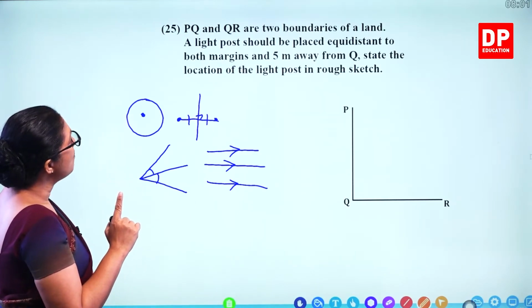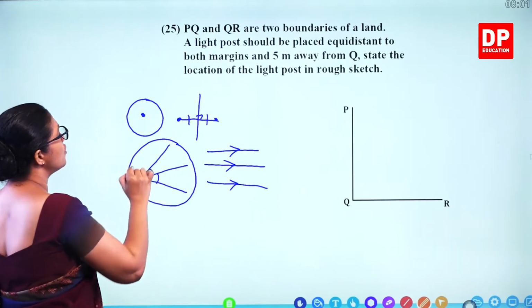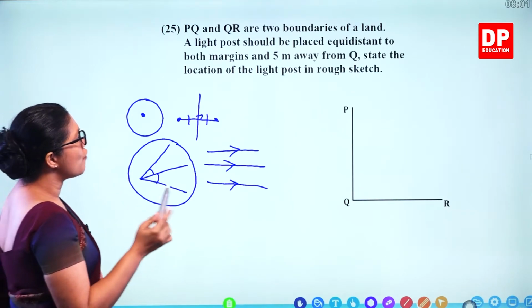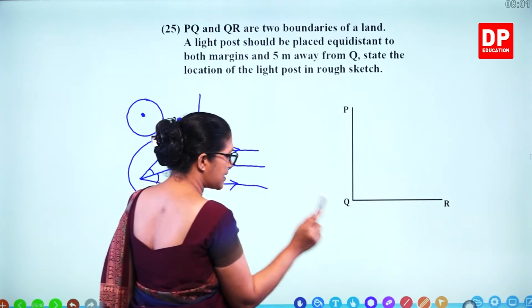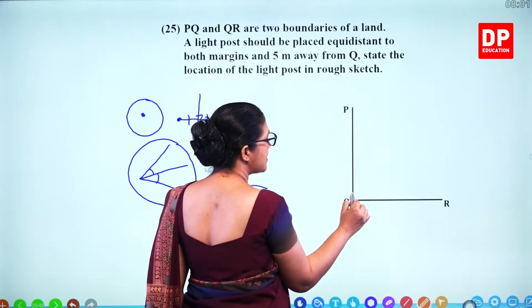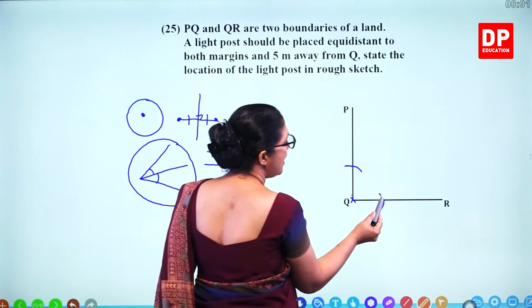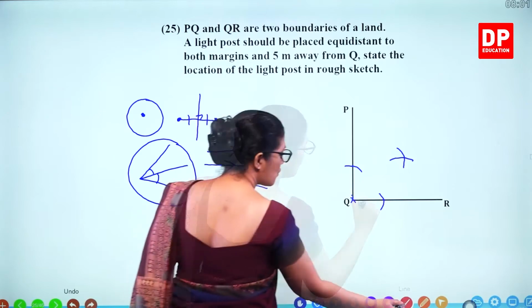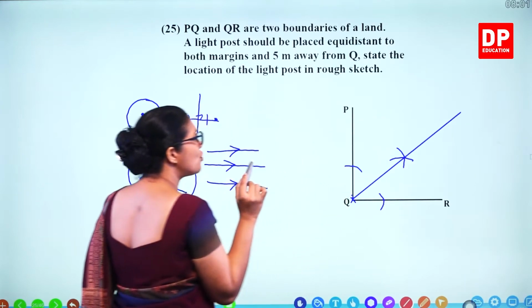So which one we have to apply? One is this one and this one. 2 things we have to apply in this question. So equidistance from QP and QR means you have to find out the angle bisector. So what you do? You can take any distance from here, draw an arc here, and then keep the compass here, and here you bisect that angle. So you get this angle.